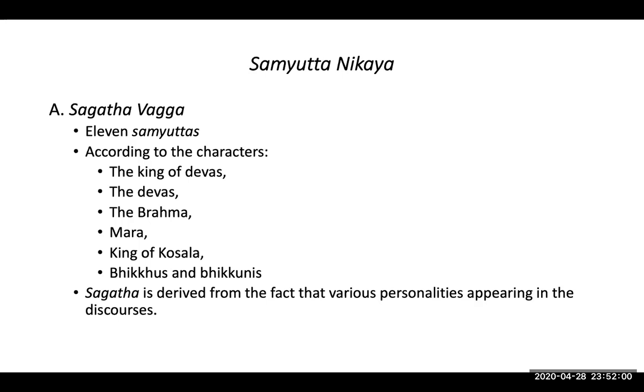So what kind of characters? They were the king of Devas, or just the Devas, Brahma, Mara, the king of Kosala, Bhikkhus and Bhikkhunis. The name Sagatabhaga is derived from the fact that various personalities appearing in the sutras conducted their dialogues or interviews with the Buddha, mostly in the form of verse.